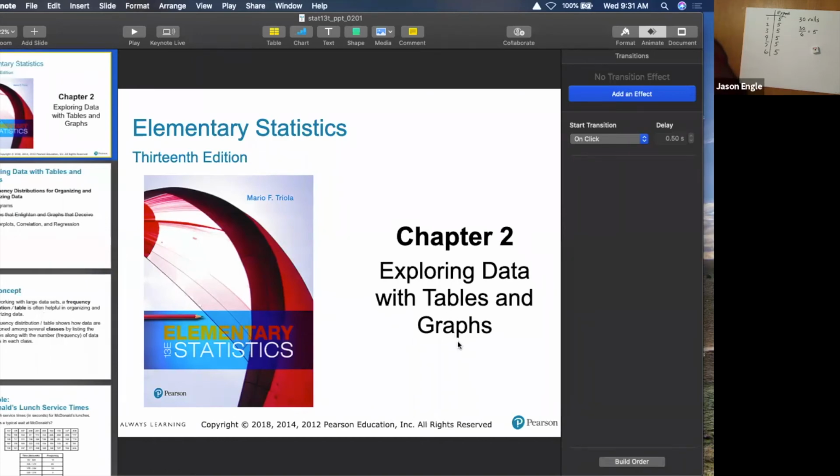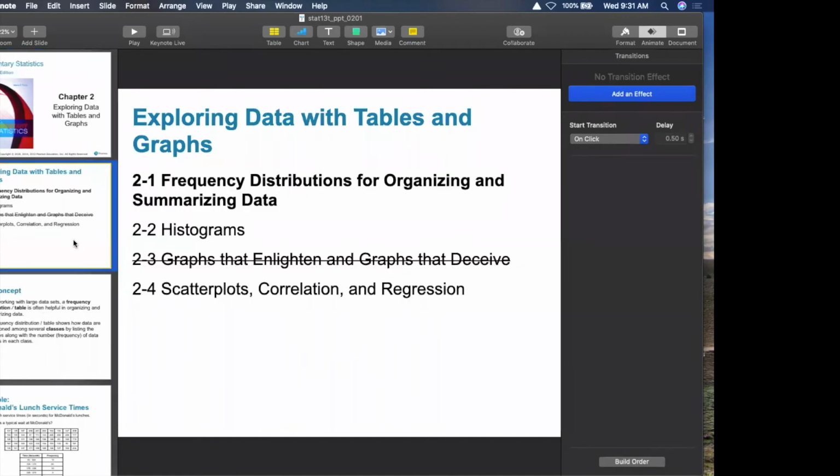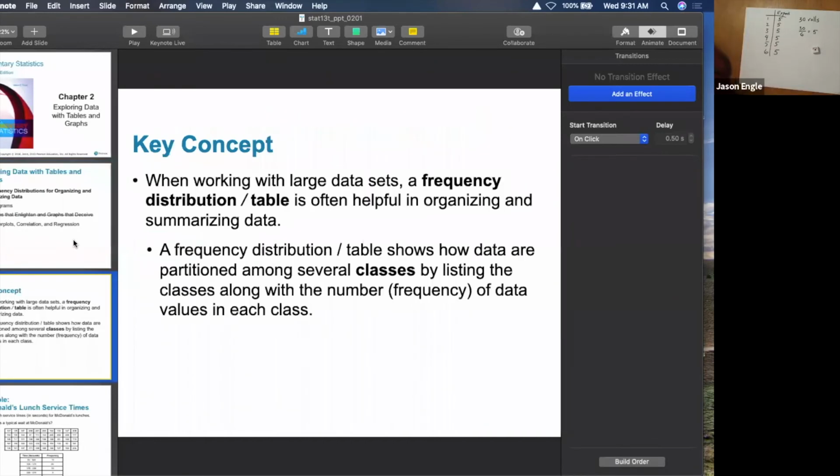So chapter 1 was a lot of definitions. Chapter 2 has a lot of tables and graphs. So we're going to jump into that. The key concept is that when working with large data sets, a frequency distribution or table is often helpful in organizing and summarizing data. So the whole point of chapter 2 is organizing and summarizing data.